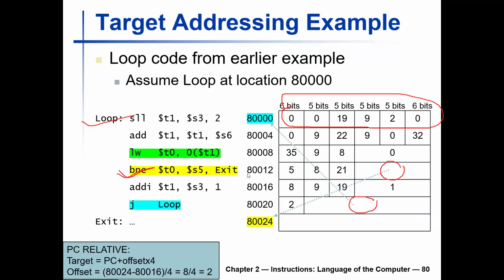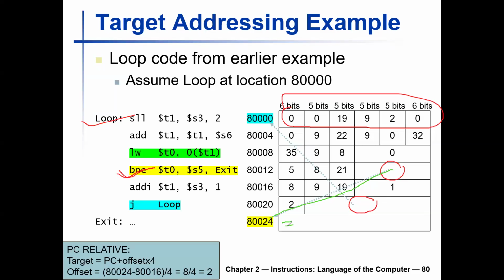Target address means we are talking about this, right? So they mention here, what is the target? Check. Can you see, from here to here? What is the target here, girls? 80024. So this is the target.